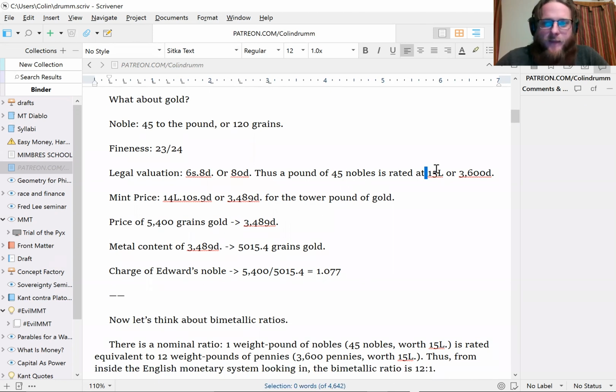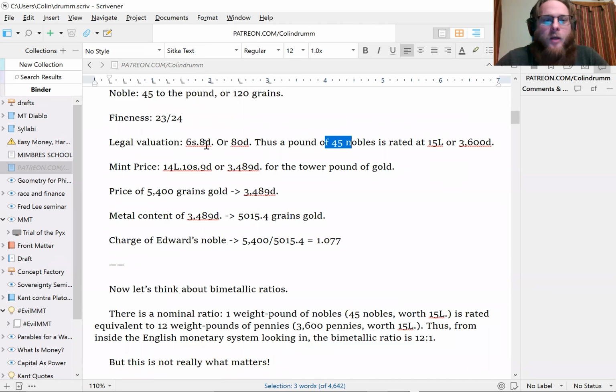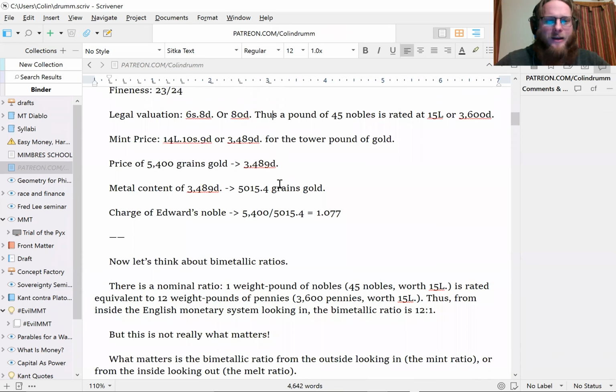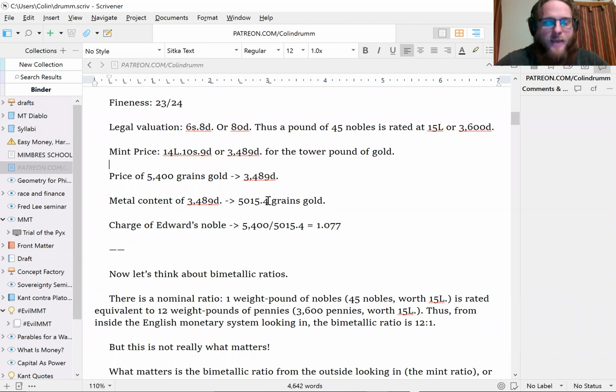So if we have 45 nobles, we've got 15 pounds of English money, and those 45 nobles weigh a tower pound. Now, the mint price for gold is 14 pounds, 10 shillings, 9 pence. This number, unlike the other number, 288, is more constant. The mint price for gold might be quoted as often as on a daily basis. I know there are correspondences of merchants where they say, go find out what the mint is quoting today for gold. So this probably varied a lot more as they tried to respond to the money market. But this is a reasonable example of the right order of magnitude. So if you take a pound of gold and sell it to the mint, you'll get 14 pounds, 10 shillings, 9 pence, which is the same thing as 3,489 pennies.